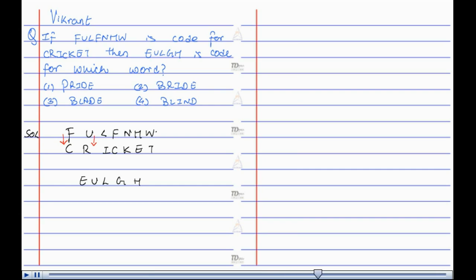So if you look at the same arrangement for EULGH, it will be 3 letters behind. So the first letter will be B, the next letter will be R, the next letter will be 3 letters behind L, that is I, the next letter will be D, and the next letter will be E. So the similar arrangement we have done for EULGH. The answer therefore turns out to be 2, that is bride.